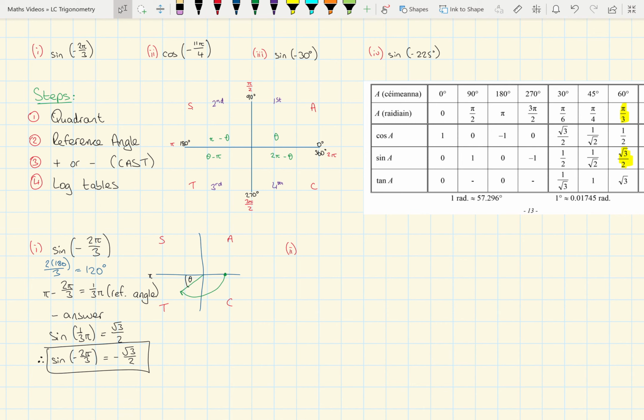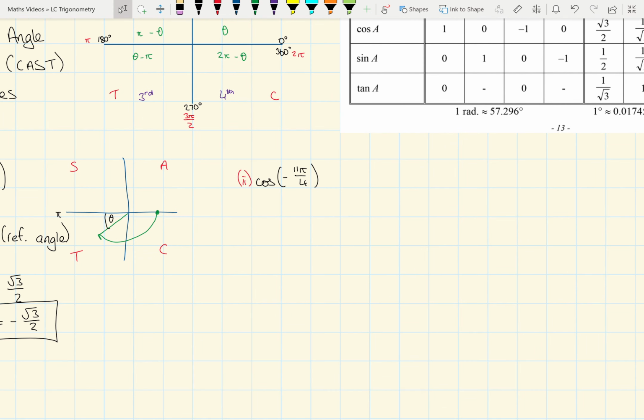Now if we have a look at part 2, we've been asked to find cos of minus 11 pi over 4. So our first step is we're going to convert our radians into degrees just to find our quadrant. So 11 by 180 divided by 4 is going to give us 495. Now we see that that's gone outside one rotation on our unit circle, so we need to reduce it back inside. Into your calculator, 495 minus 360, we get an answer of 135 degrees.